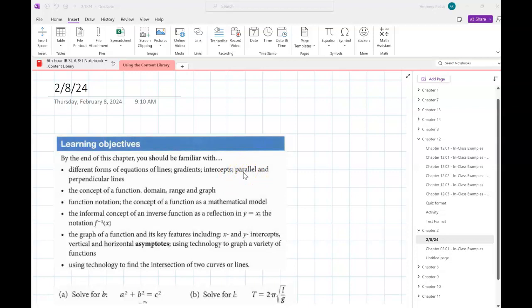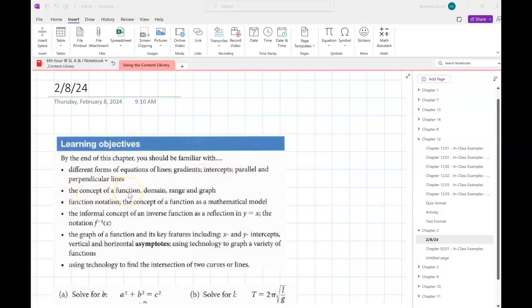Parallel and perpendicular lines. How do you know if two lines are parallel? Their slopes are the same, and their y-intercepts have to be different, right? Because if they are both the same, then you're coinciding, you're intersecting everywhere. What about perpendicular? The slopes have to be negative reciprocals. So like 2/3 and -3/2.